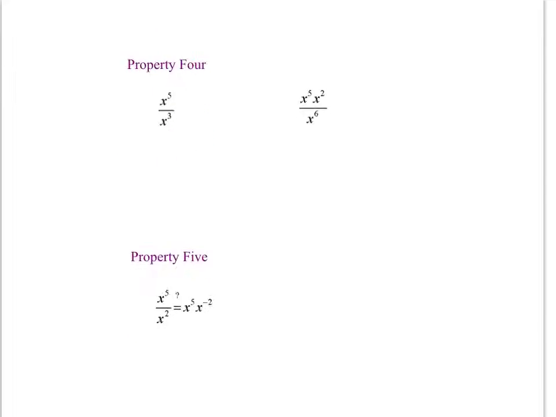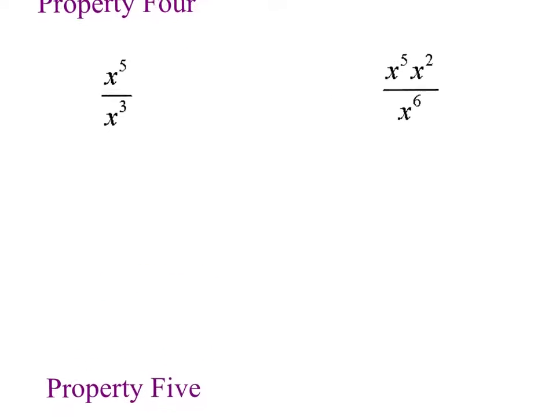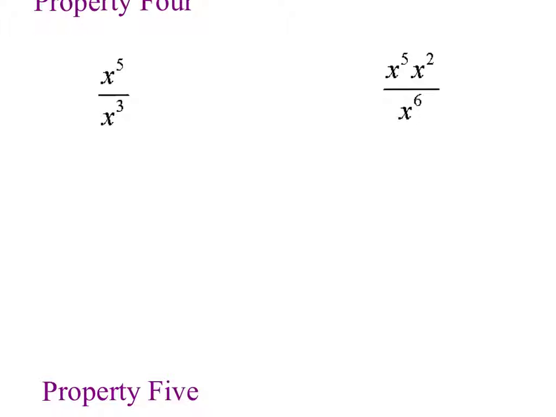Now we're on property 4. It looks like property 4 is about division. So remember, when you multiply bases, you add exponents. When you divide bases, so we have 5 of these up here, and we have 3 of these down here, these can all cancel out. So basically I'm canceling out 3 of the x's. I'm left with 2 of them. And so we get x squared. So basically the idea is when you divide your bases, you subtract your exponents.